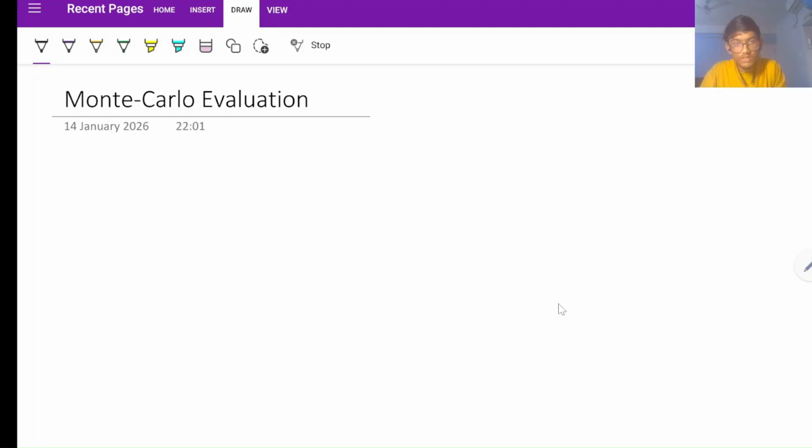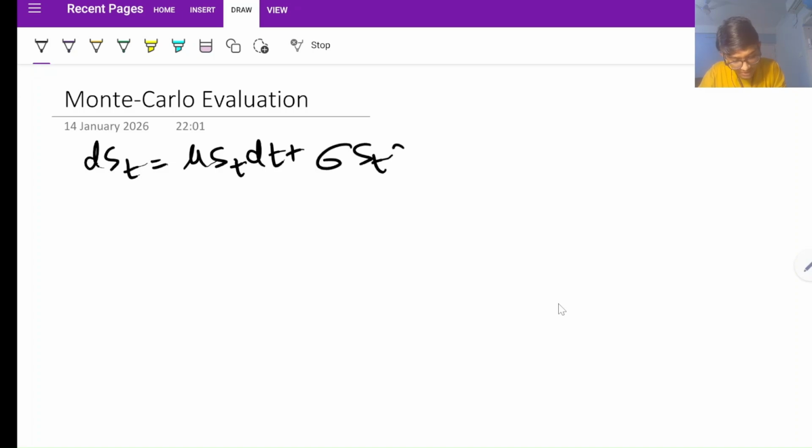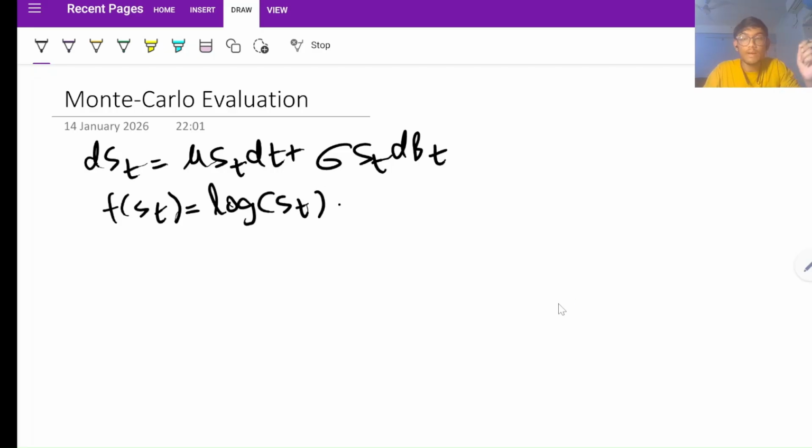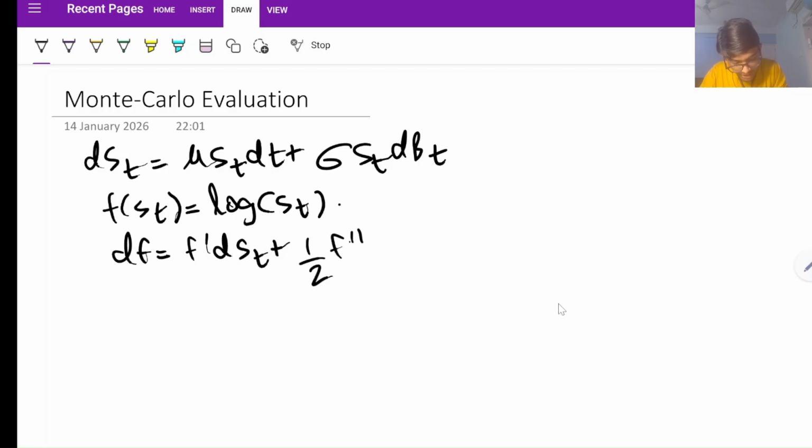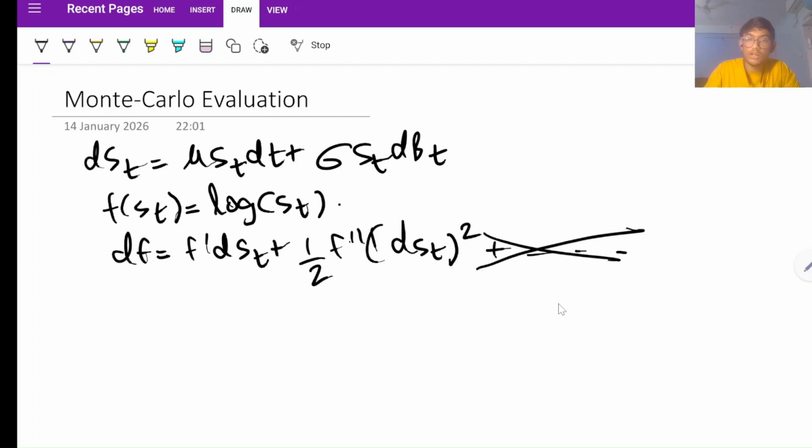So we have a stochastic differential equation here, which is dSt equals mu times St dt plus sigma St dBt, right? Now let's define a function f of St, where f of St is basically equal to log of St. Now I will use the Taylor series expansion to write df. So df will be equal to f'(St) dSt plus half of f''(St) (dSt) squared, and I'll be neglecting the higher derivatives.